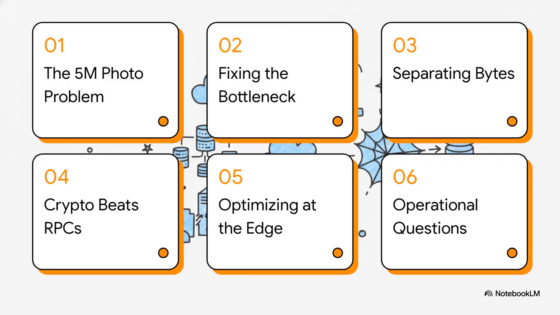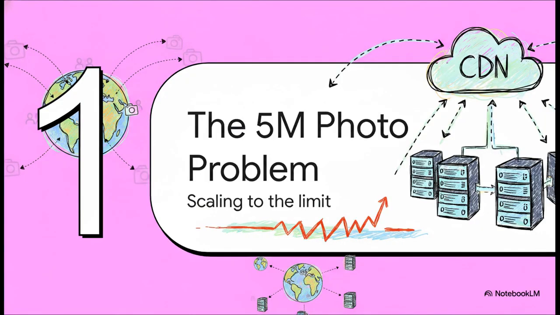Here's our roadmap for the explainer. We'll follow a single photo's journey, starting with the massive scaling problem, fixing the upload bottleneck, separating data from meaning, seeing why cryptography beats RPCs, optimizing at the edge, and finally, looking at the 5 operational questions you have to ask. All right, let's jump straight into section 1, the 5 million photo problem.